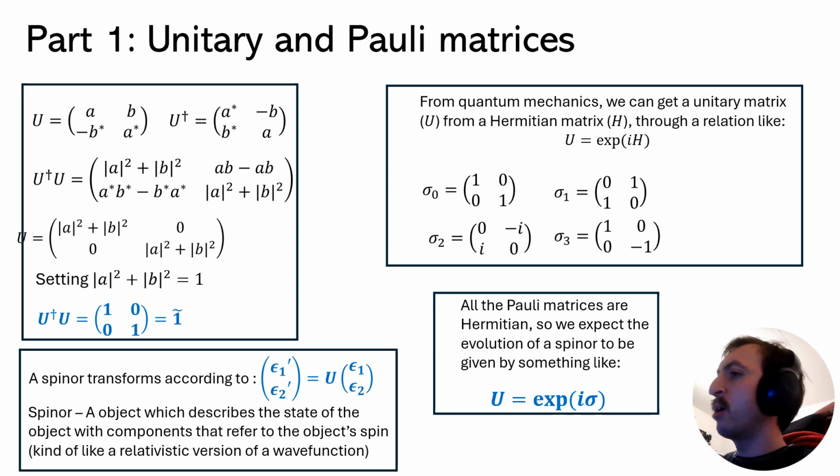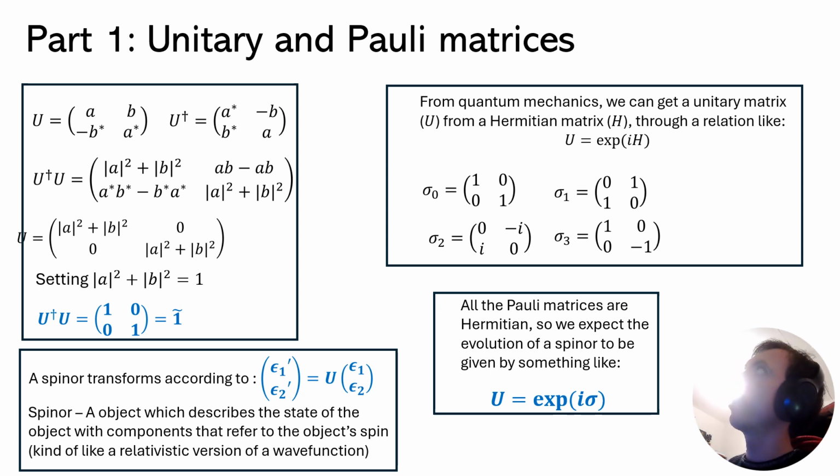However, a spinor is very unlike a wave function in many respects, because whereas a wave function arises without worrying about relativity, spin emerges from relativity, unifying relativity with quantum mechanics. So spinors don't really have a non-relativistic counterpart, but they do describe the state of an object in terms of its spin, and are in that way a lot like a wave function in many respects.